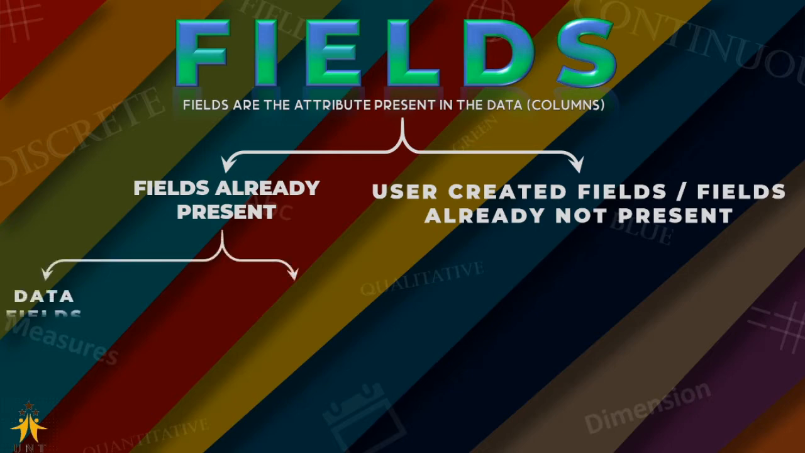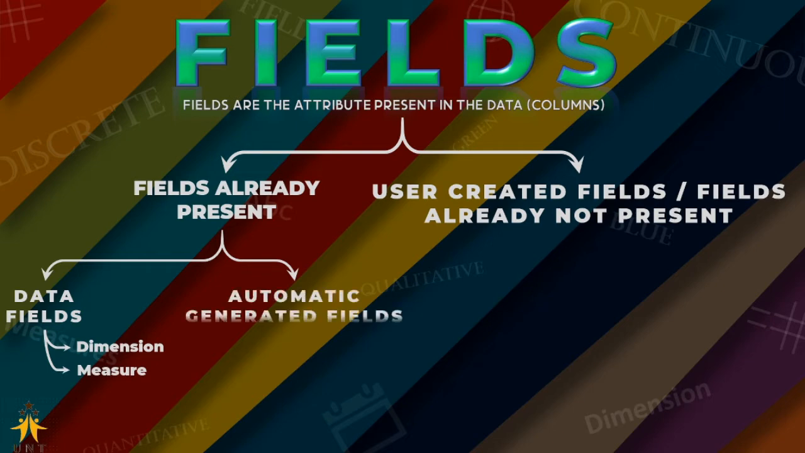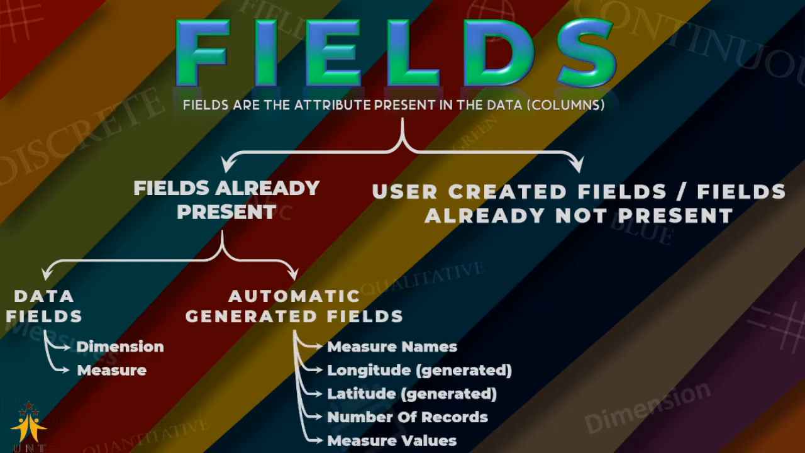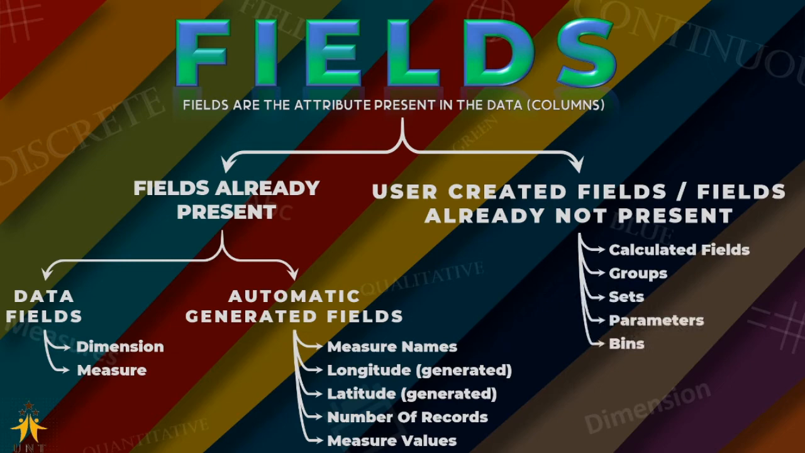Under already present fields, we have dimensions and measures, and after the already present data fields, we have some fields that automatically come in Tableau, named measure names, measure values, number of records, latitude and longitude. Next, we have fields that are not always present, and they are user defined fields named calculated fields, groups, sets, bins and parameters. So now, moving to each of these field types one by one.